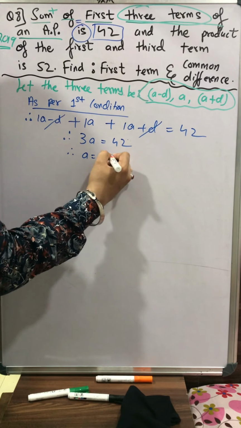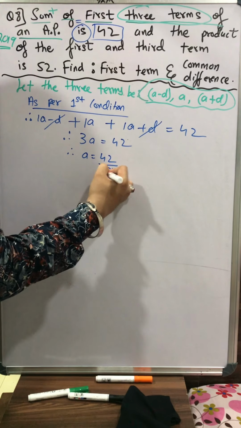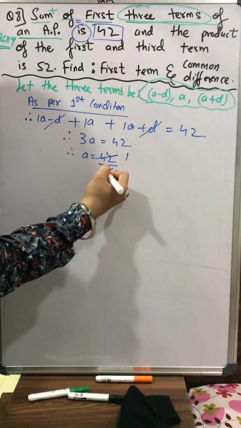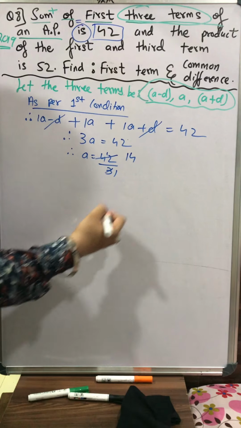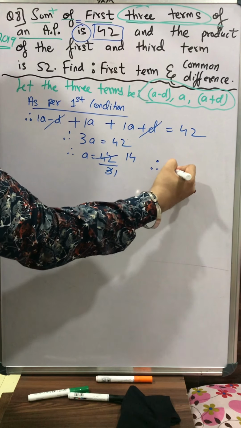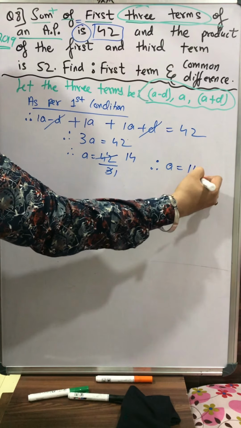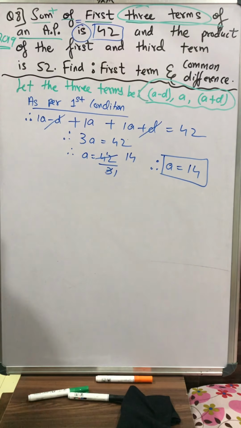Therefore a is equal to 42 upon 3. 3 ones are 3, carry 1. 3 fours are 12. So therefore students, we got the value of a. A is 14. Yes, within a box.